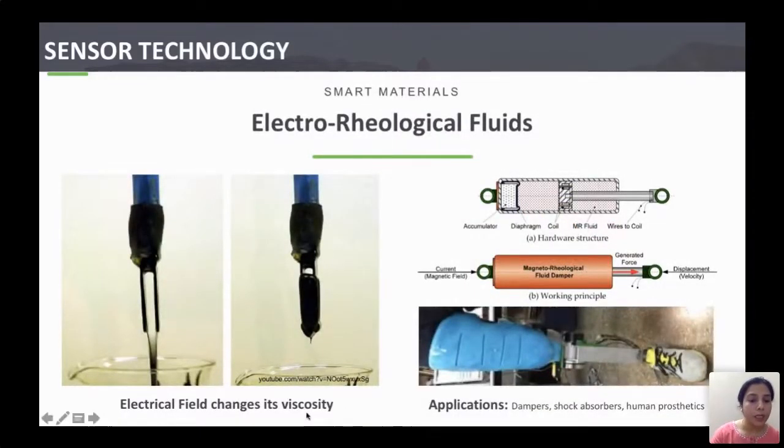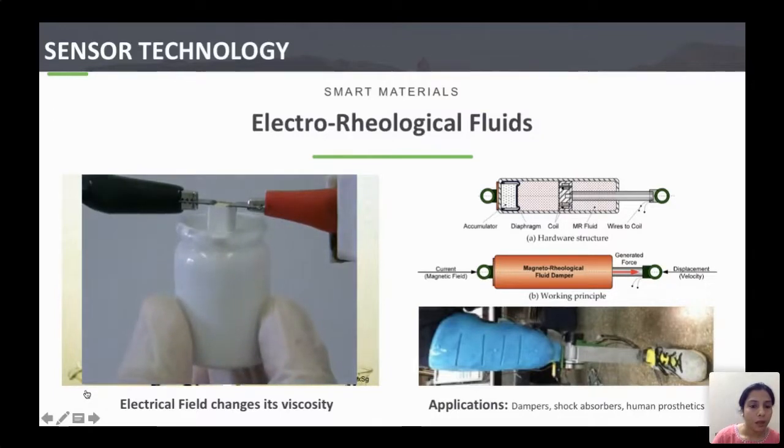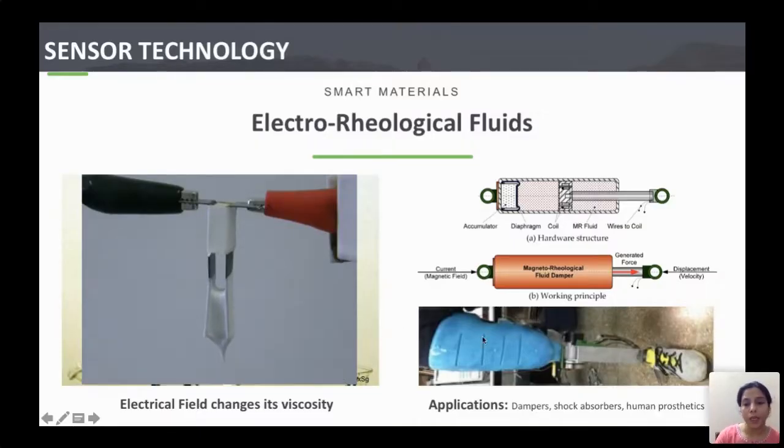The next type is the electrorheological fluids. They have the property that when an electrical field is applied across these materials, their viscosity changes. Let's see how. In this position, there is no electric field applied currently. Now the electric field is applied and its viscosity changed. It has its application in dampers, shock absorbers, and these days in human prosthetics also.